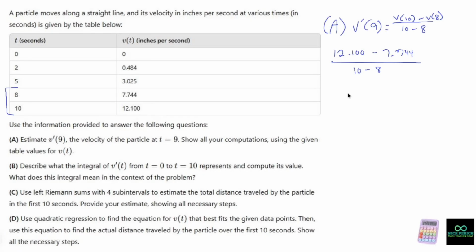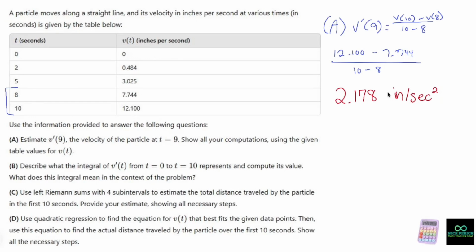Okay, so we ended up getting 2.178. Now, if we're given a particle moving at inches per second over time, the derivative of that is going to be inches per second squared. So the answer for A is 2.178 inches per second squared, and that's because it's the acceleration. When you take the derivative of the velocity, you get acceleration. That's why we get the per second squared attachment.